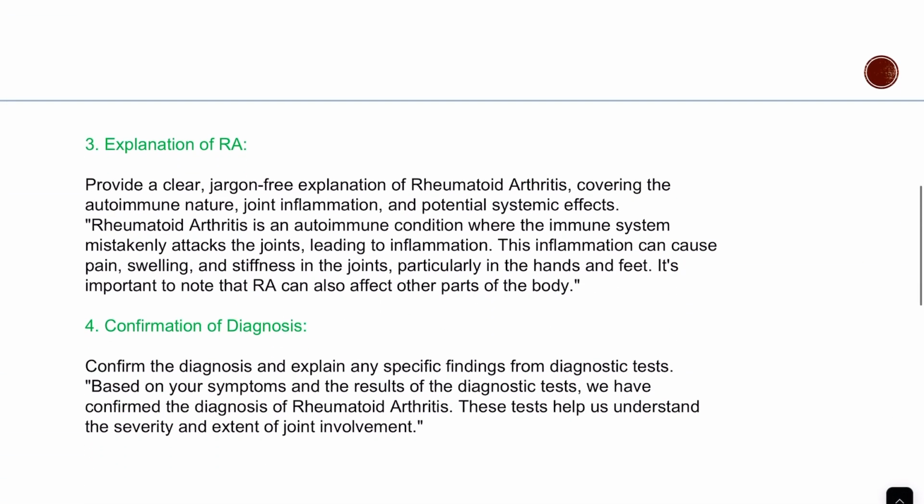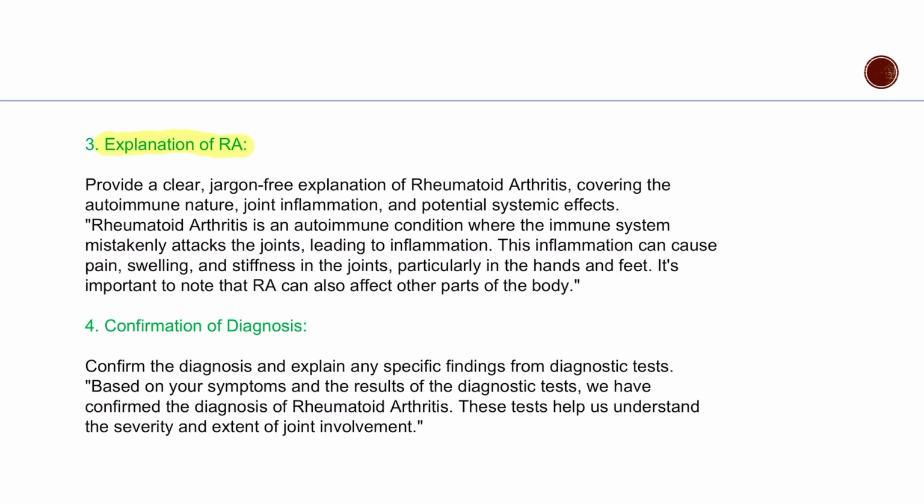Then you're going to move on and do the explanation of any chronic disease. In this case, we are focused on rheumatoid arthritis. So you provide a clear, jargon-free explanation of rheumatoid arthritis, covering the autoimmune nature, joint inflammation, and potential systemic effects. So you can say something like this: rheumatoid arthritis is an autoimmune condition where the immune system mistakenly attacks the joints, leading to inflammation. Now, this inflammation can cause pain, swelling, and stiffness in the joints, particularly in the hands and feet. It's important to note that rheumatoid arthritis can also affect other parts of the body.